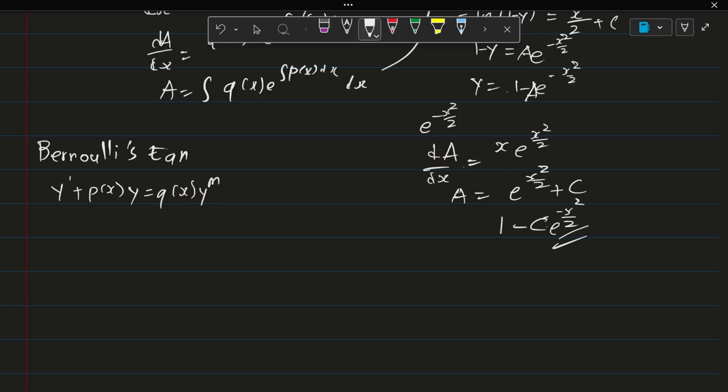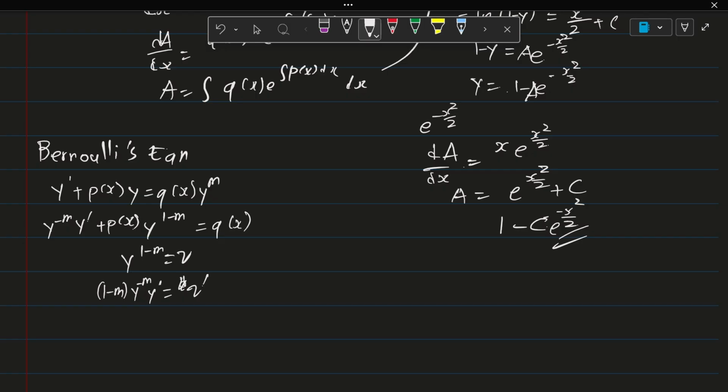Now this doesn't seem to be an equation that you could solve. But let's be clever. If you make this into y to the power negative m of y prime plus p of x of y^(1-m) equals to q of x, you would see something. Let's just assume that y^(1-m) is a new variable, v. So if you take the derivative of v with respect to y, or with respect to t technically, this would become 1 minus m of y^(-m) y prime.